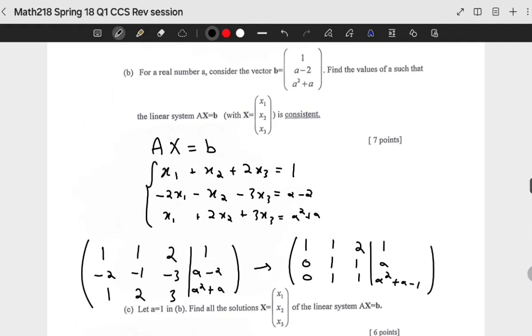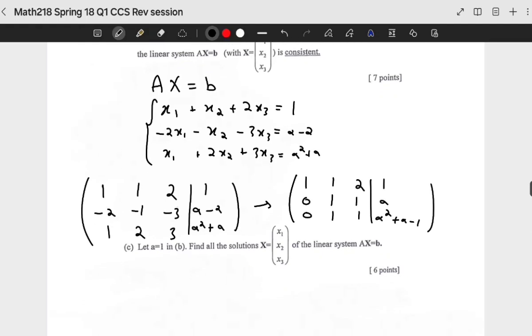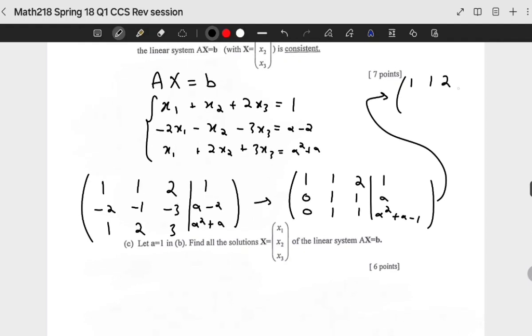And then I have to get rid of this one here. I want to make it a 0. So I get 1, 1, 2, and 0, 1, 1, A, and then 0, 0, 0, A squared minus 1. So this is the row echelon form.